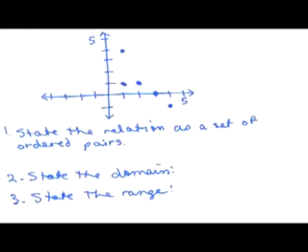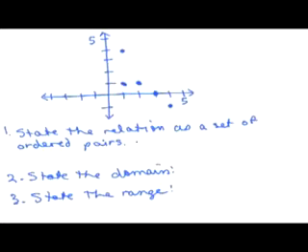Here's a picture of a relation, and the relation is the ordered pairs that you see. So see if you can state the relation as a set of ordered pairs, and then state the domain and state the range. And you want to use set notation, so use braces. So put the video on pause and try that.